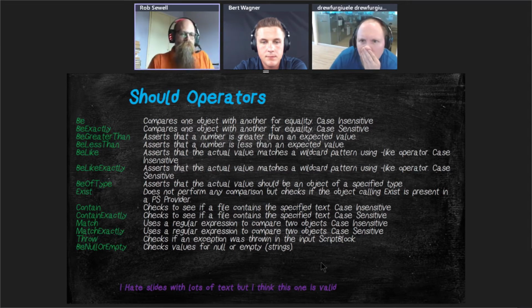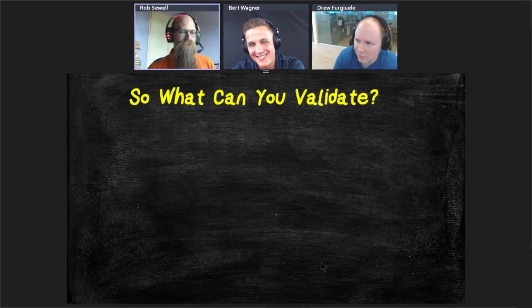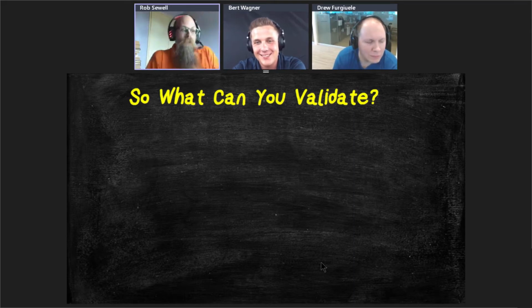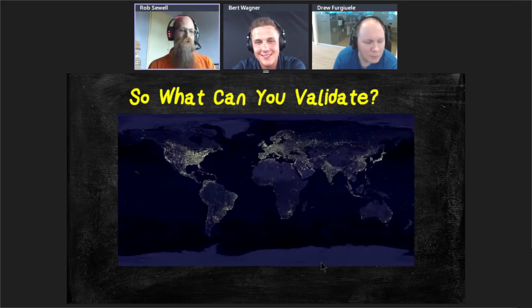So the question is, Rob, what can you validate? And the answer can only be given, you'll only get this if you know Top Gear, because it needs to be given in a Jeremy Clarkson voice. And it goes, everything in the world. Of course, it's not really everything in the world, but everything in the world that you can test with PowerShell.